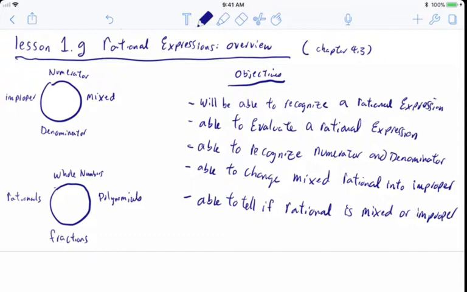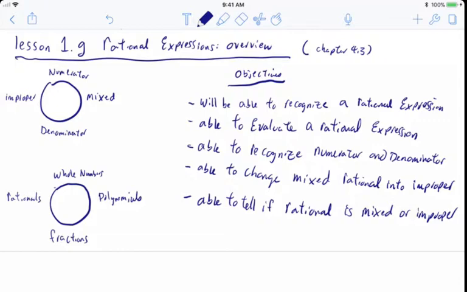So, this is lesson 1G, rational expressions, an overview. A rational is like a cousin to the polynomials that we've been talking about so far. Lots of the ideas and practices that we've put into place studying polynomials will apply when we're talking about rationals. So it's chapter 4.3 in the book.